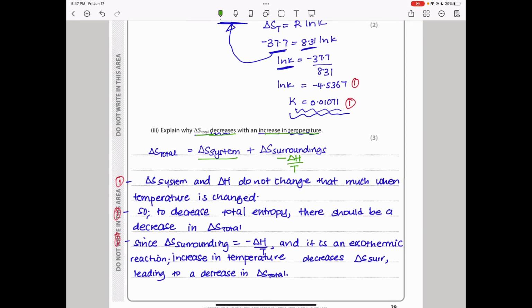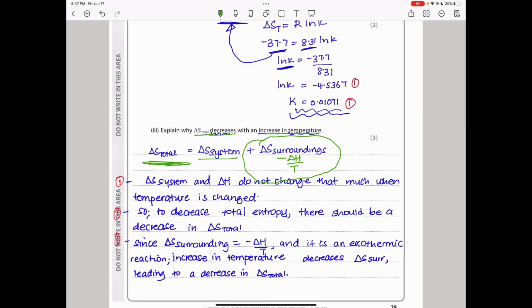So, we know that if it's negative ΔH divided by T, and of course we know the forward reaction was exothermic, it means this whole value is going to be positive. And if it's positive, yet increasing temperature leads to a decrease of the whole thing, it means actually the increasing temperature will decrease the ΔS surrounding because the temperature divides the ΔH. A ΔH divided by a bigger temperature gives you a smaller number.